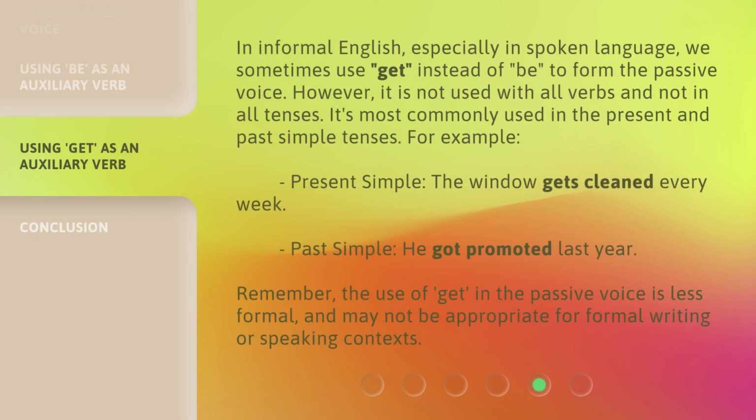In informal English, especially in spoken language, we sometimes use get instead of be to form the passive voice. However, it is not used with all verbs and not in all tenses. It's most commonly used in the present and past simple tenses. For example, present simple. The window gets cleaned every week. Past simple. He got promoted last year. Remember, the use of get in the passive voice is less formal and may not be appropriate for formal writing or speaking contexts.